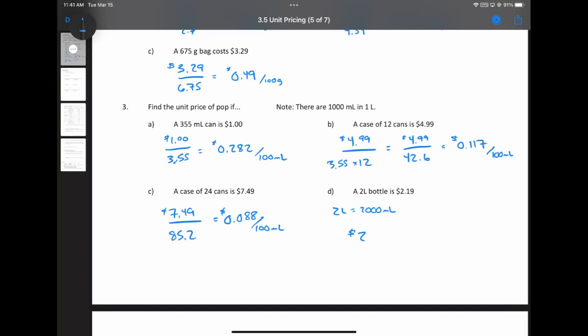So knowing that, it's $2.19, and 2,000 milliliters is 20 100-milliliter portions. So just divide the 2,000 by 100. And 2.19 divided by 20 is 0. Rounds off to 110.